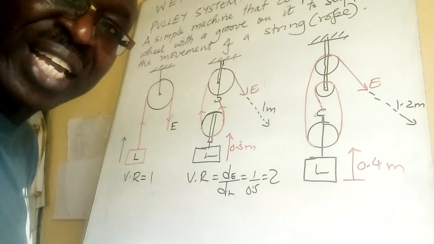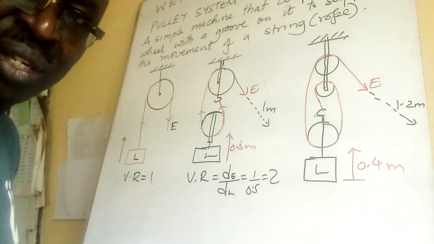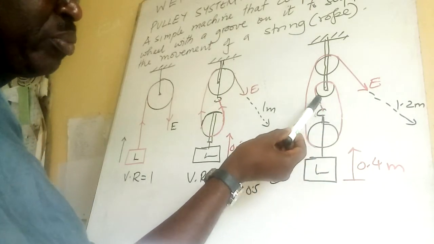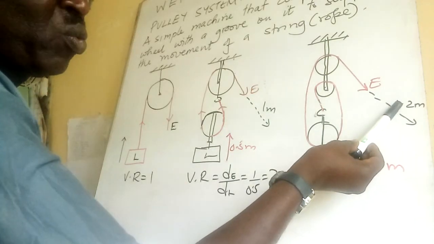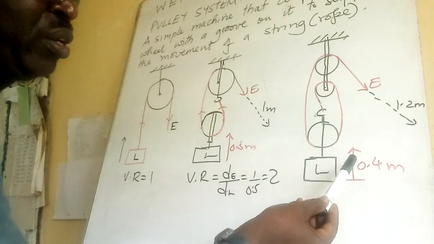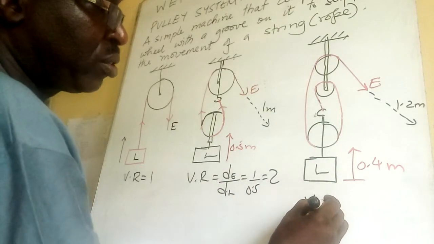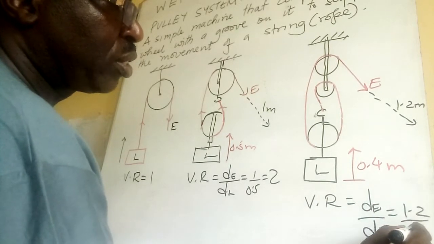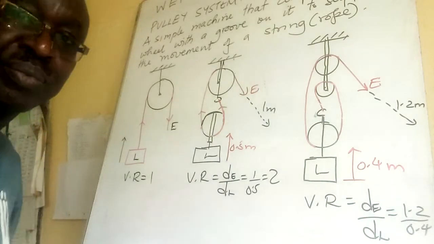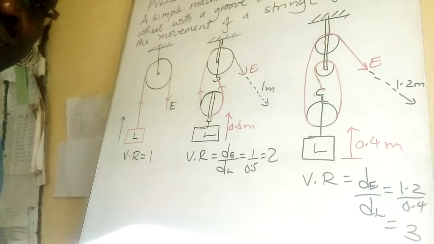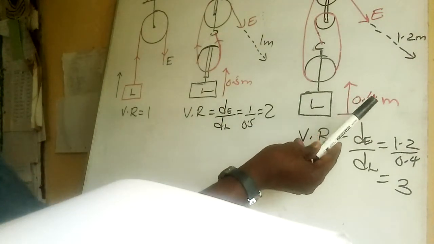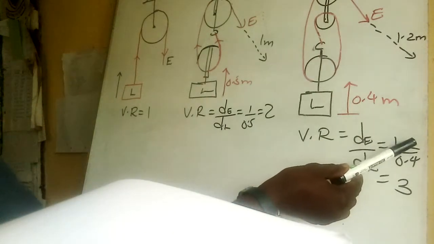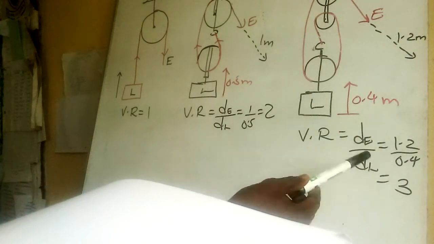The three pieces are 1, 2, 3. In all those three pieces, again, you will have tension. So long as this moves, this will have tension. So this movement will be shared by these three pieces. And as such, I write 1.2 divided by the three pieces, which gives me 0.4. So if I want to calculate velocity ratio, I say distance moved by effort over distance moved by load, 1.2 over 0.4, and that gives me 3. If this is 1.2 and this goes up 0.4, then the velocity ratio of the system is 3.